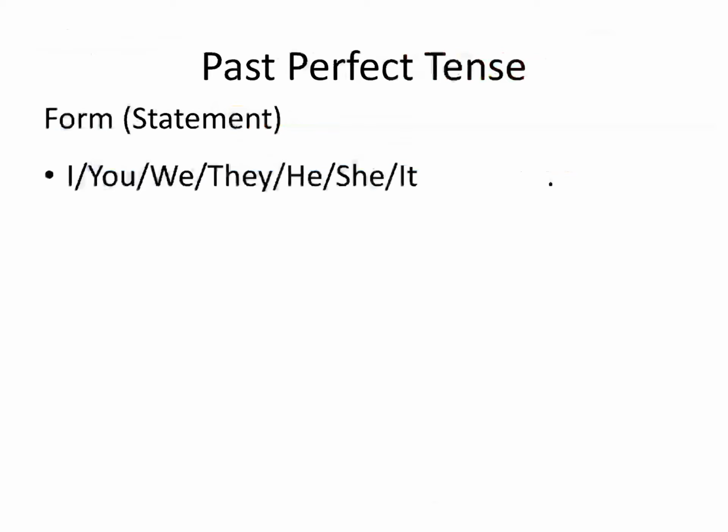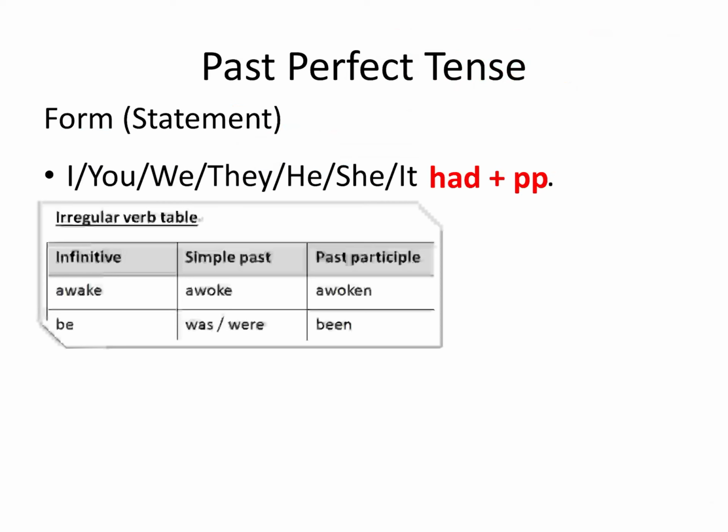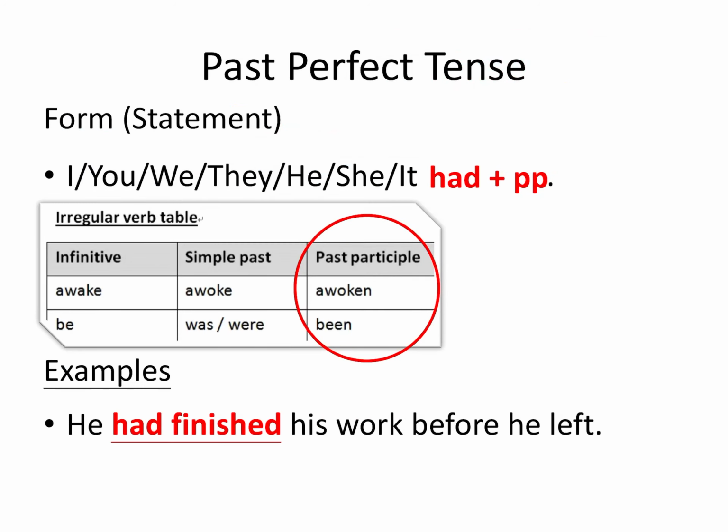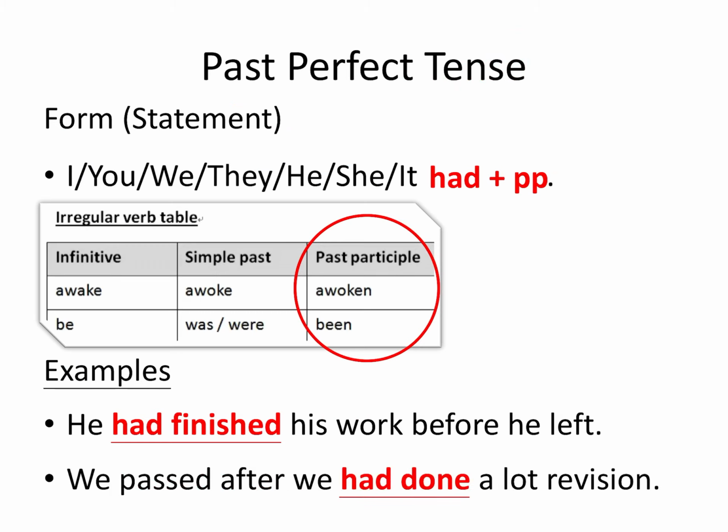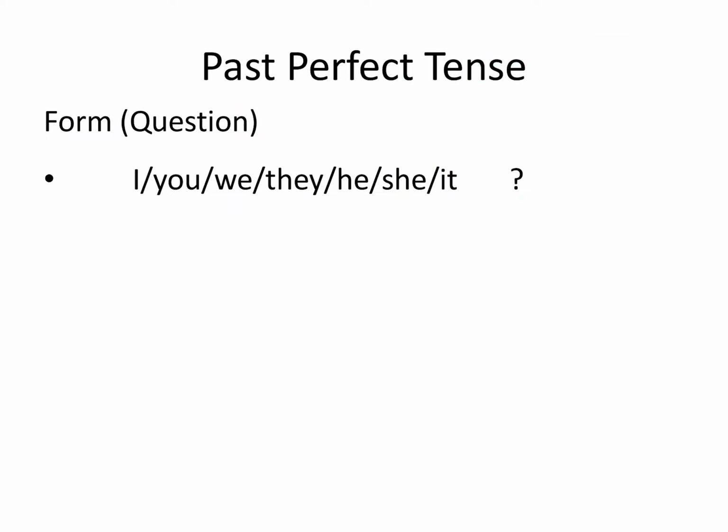So now let's move on to the last tense in this video, past perfect tense. As mentioned earlier, present perfect verb is have or has plus pp. So past perfect verb is had plus pp, and it is for all subjects. Examples: he had finished his work before he left. We passed after we had done a lot of revision.